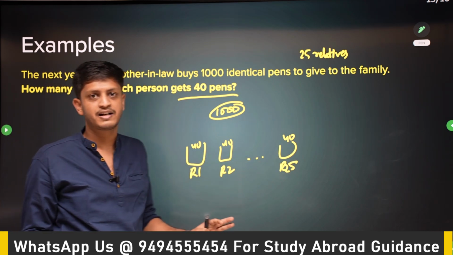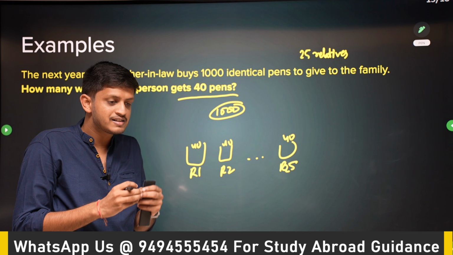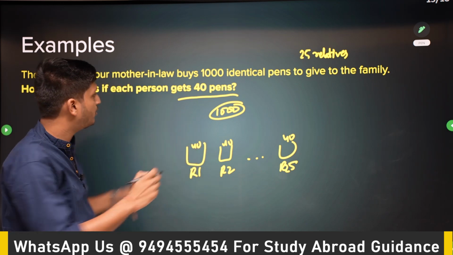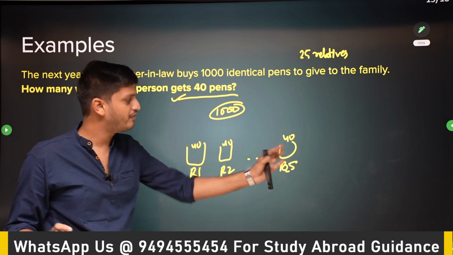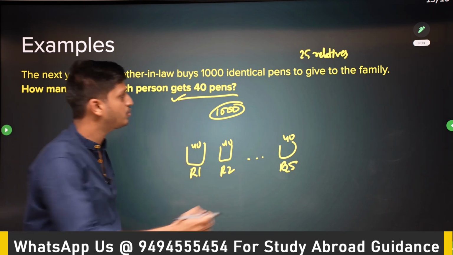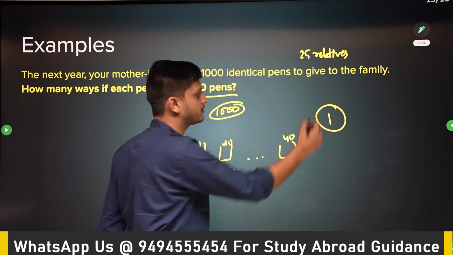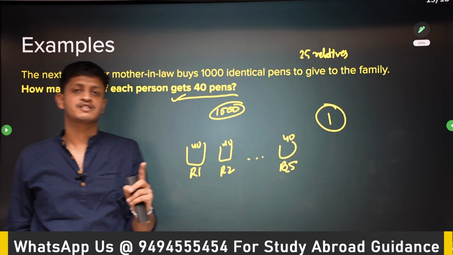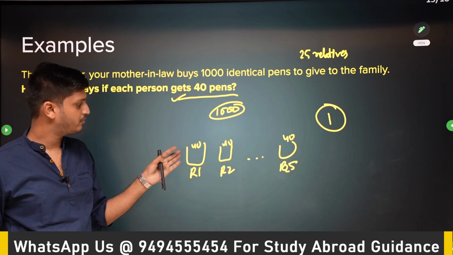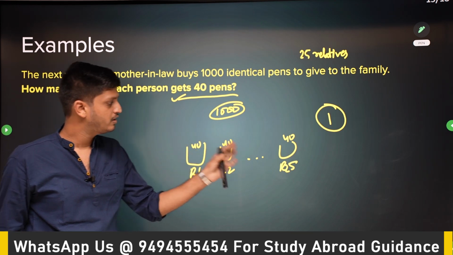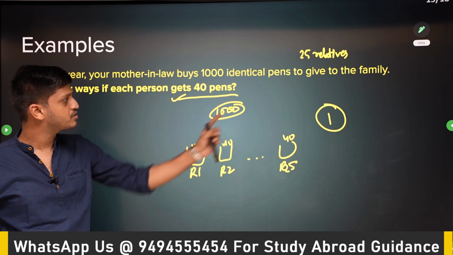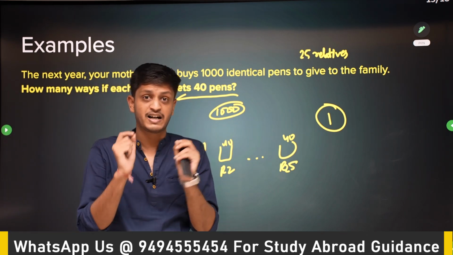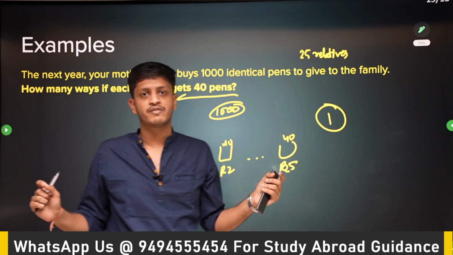You are left with no pens, right? So since the pens are identical and the count is also given, you don't have any option. This is the only way in which this problem can be solved. There is only one way in which this distribution can be done, and this is the way. Give 40 pens to R1, 40 to R2, and so on, give 40 pens to R25. So this is the only distribution possible, so there is only one way to solve this problem, since the pens were identical and the count was also given.